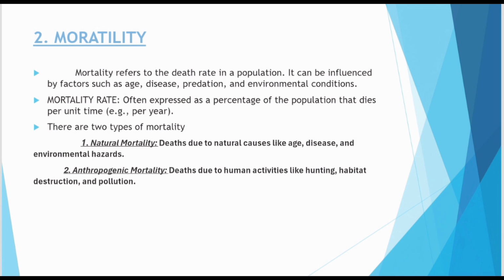So, mortality refers to what? Death rate in a population. And there are two types of mortality, natural mortality and anthropogenic mortality. Natural mortality is death that occurs due to natural causes like age, disease and environmental hazards. Anthropogenic mortalities are the deaths due to human activities like hunting, habitat loss or destruction and pollution.